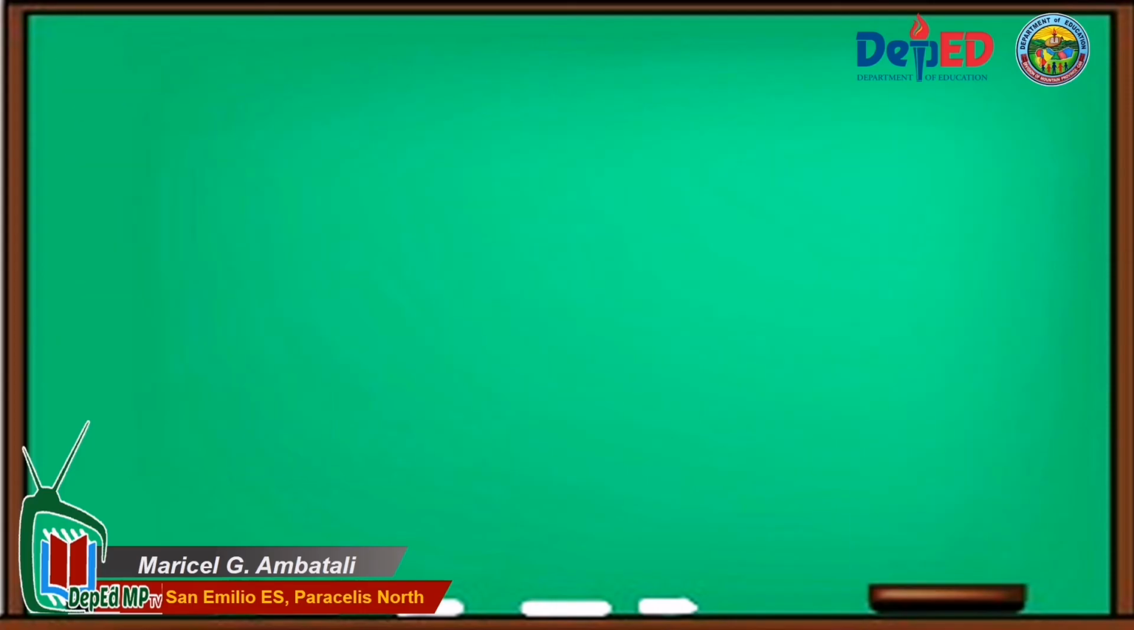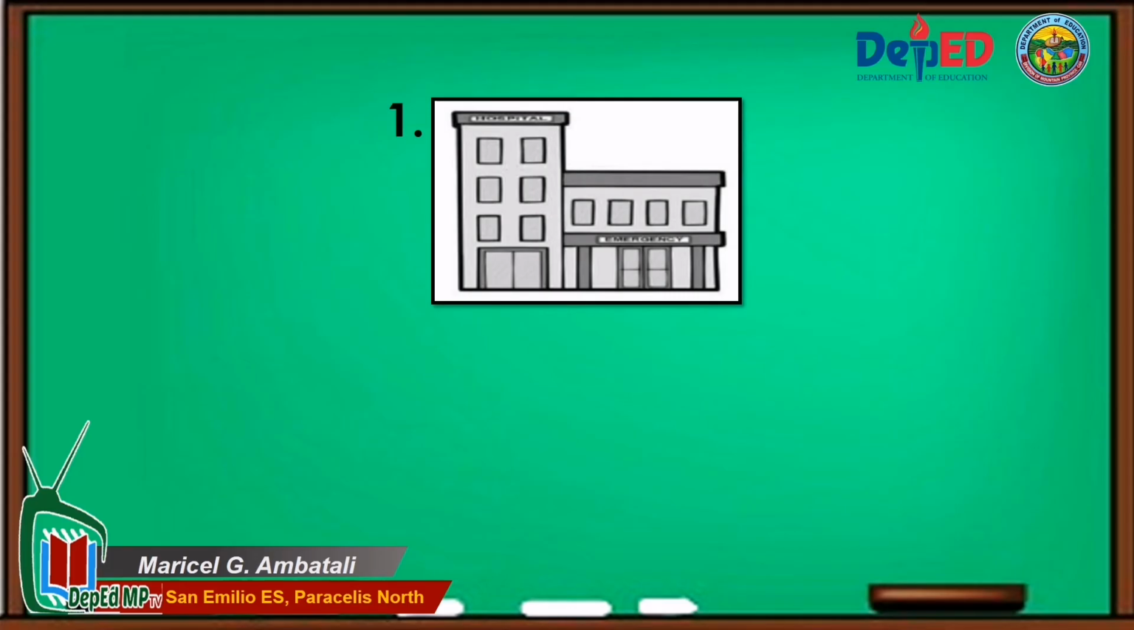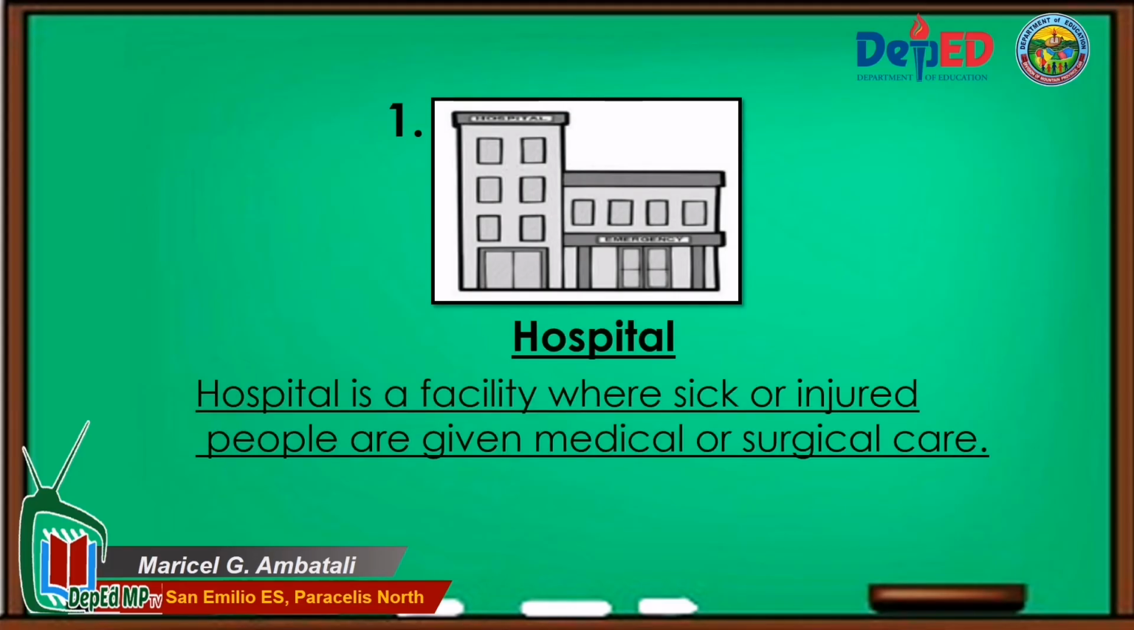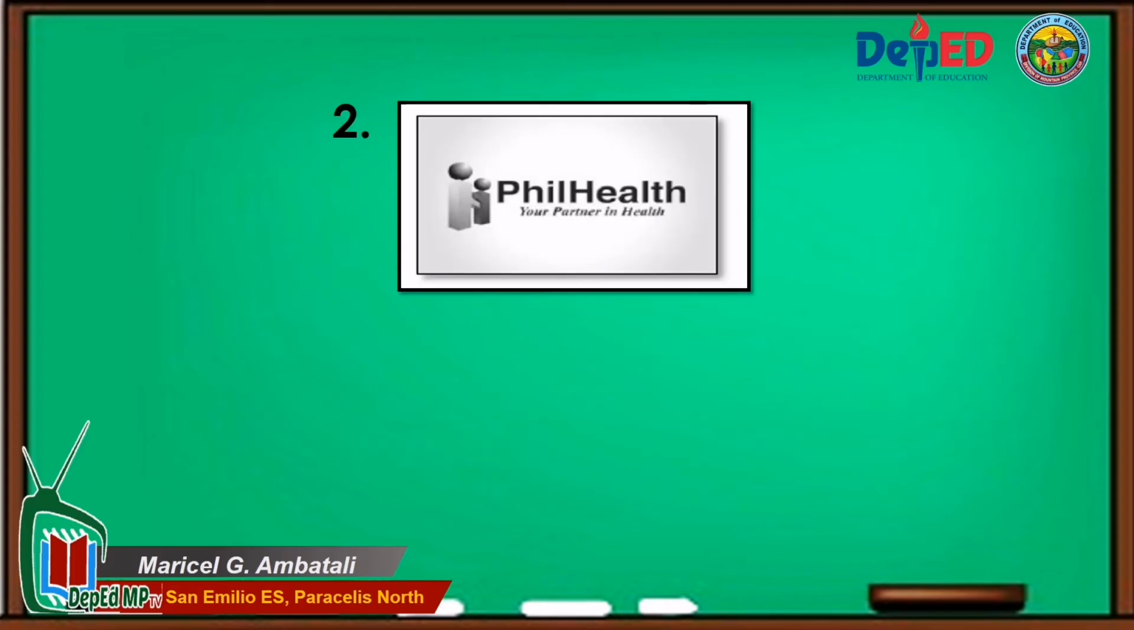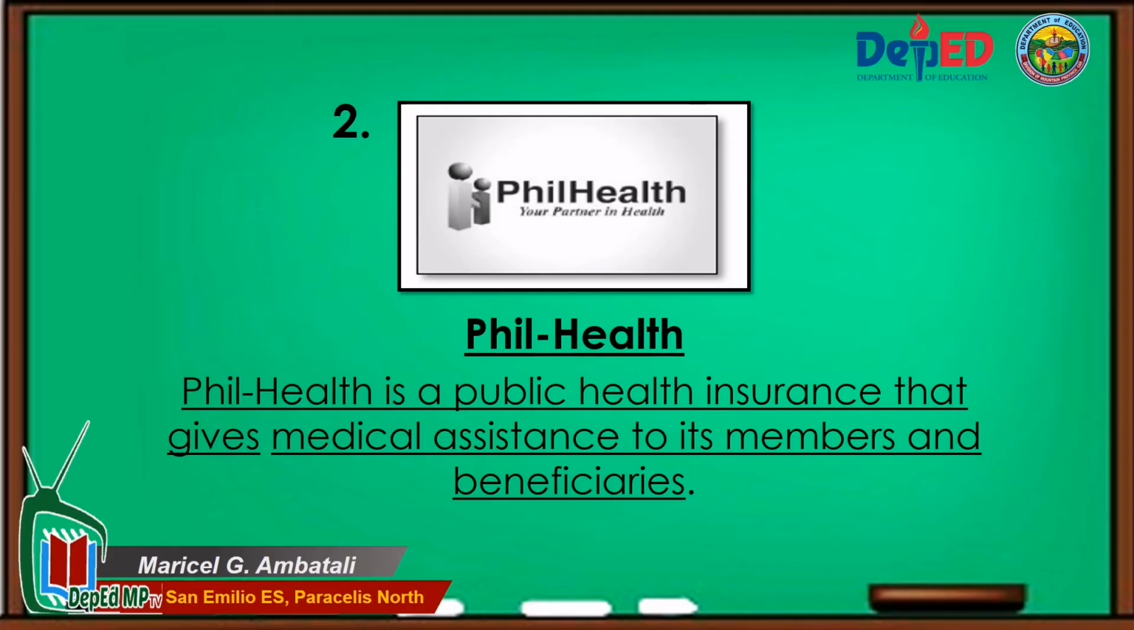Here are the answers. Number 1, hospital. Hospital is a facility where sick or injured people are given medical or surgical care. Number 2, the answer is PhilHealth. PhilHealth is a public health insurance that gives medical assistance to its members and beneficiaries.